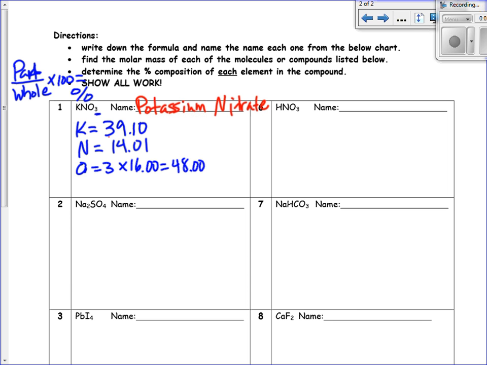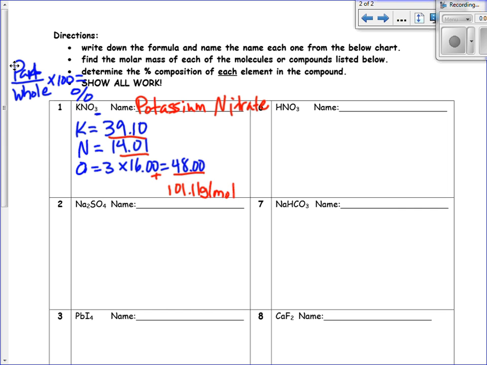So now you take these 3 values and add them up to get the molar mass of the entire compound. What does that come out to being? 39.10 plus 14.01 plus 48.00 gives us 101.11 grams per mole. That's the first step, finding the molar mass.